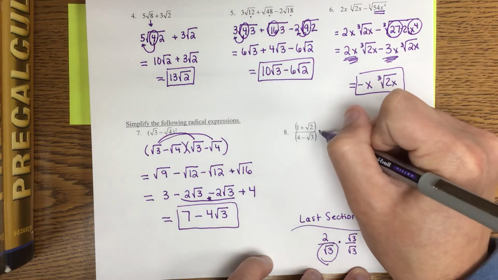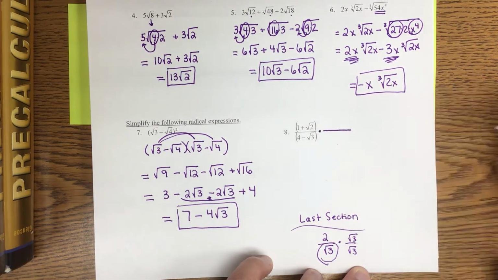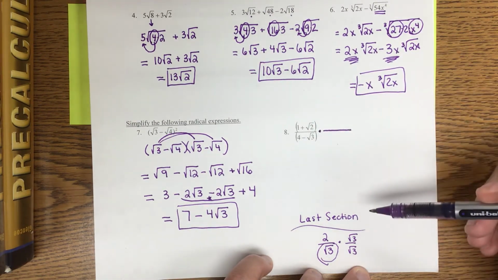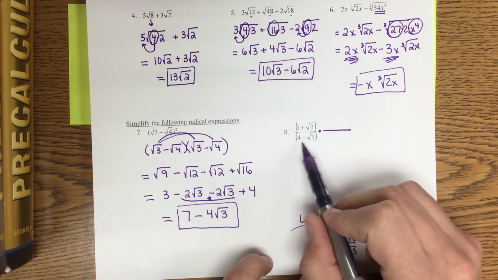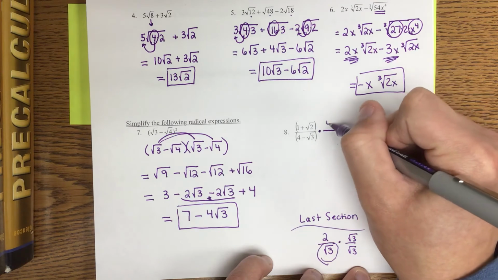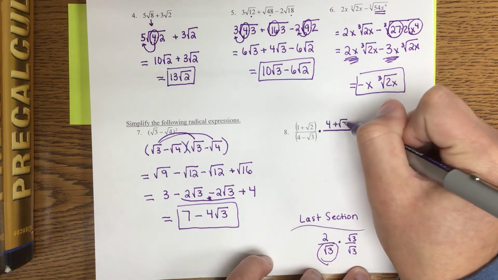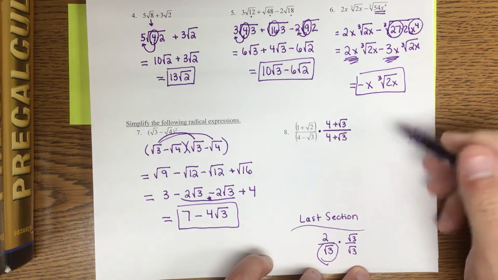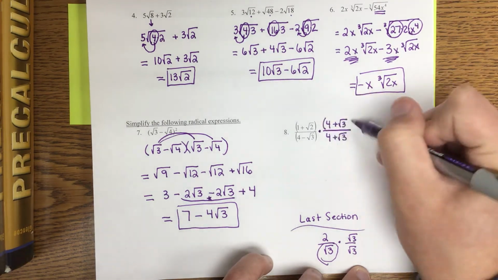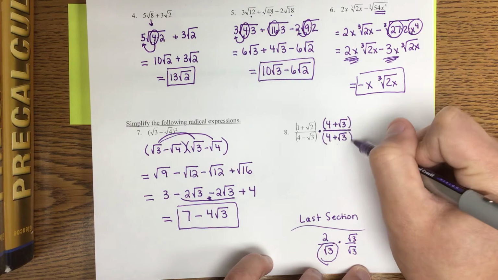So when it's a binomial, you are still going to have to multiply by something, but the something is going to be a lot different. You're going to multiply by the conjugate of the denominator, and that would be 4 plus root 3. And I'll show you why that works and why we need to use it here in a moment, but go ahead and write that down with parentheses.